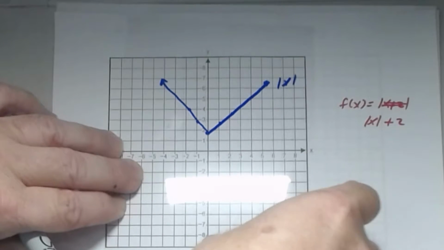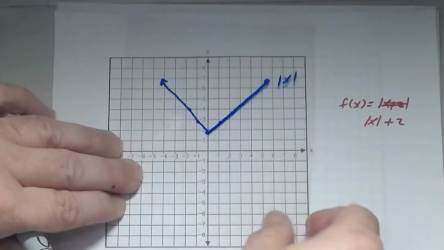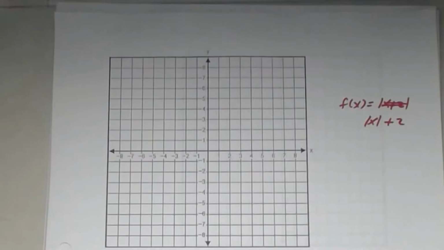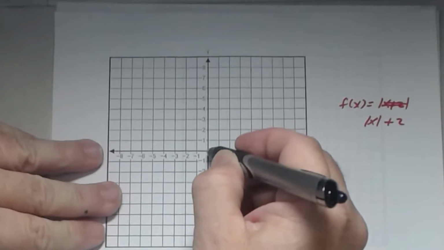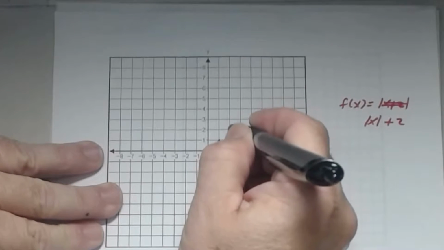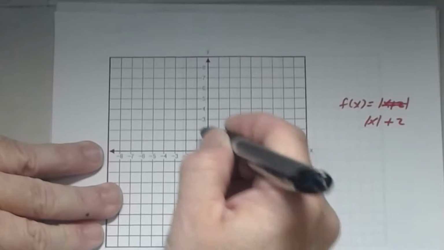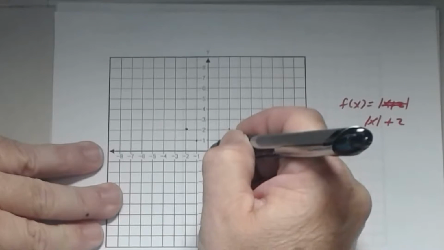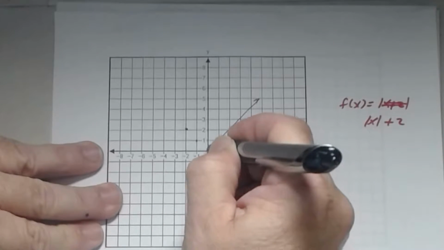So then when you do it, now remember I'm using transparency here. So what you would do is you would do your parent function. 0, 0, what else? 1, 1, 2, 2, negative 1, 1, negative 2, 2. Right? That's the way you would do it on paper.